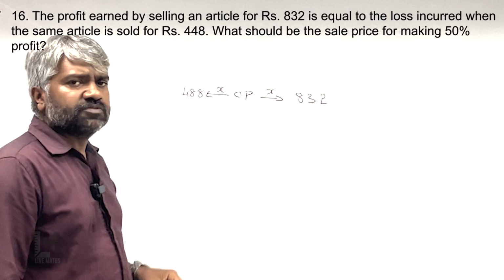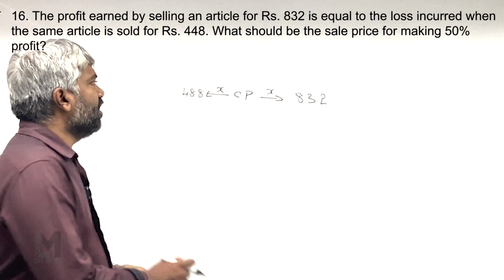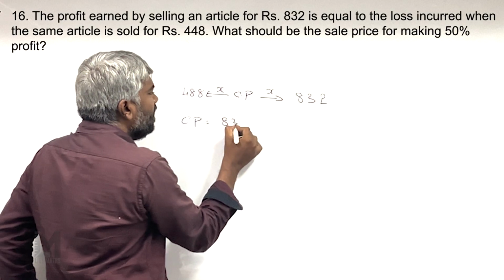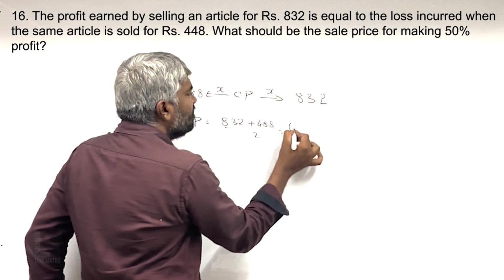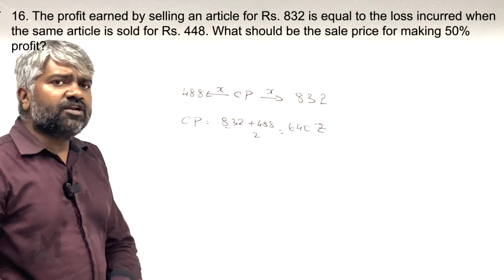Now we need to find the cost price. Cost price is the middle value of these two prices. So cost price over here is (832 + 488) / 2, which is 640 rupees. Now we will get into the question.